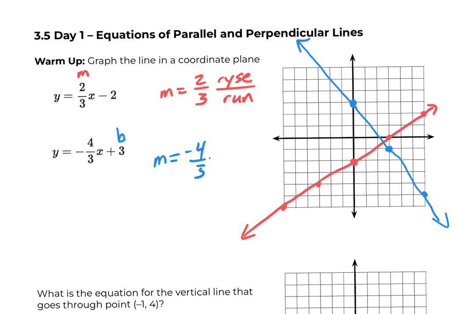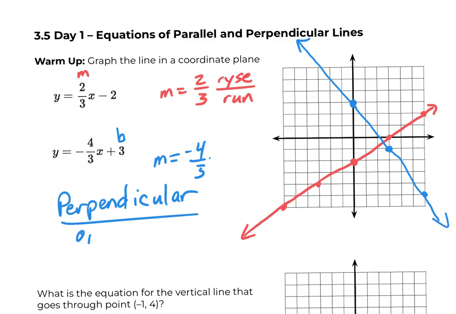So here's what I'm going to tell you, and I'm just going to go ahead and talk about this right now while we're here. In order for these two to be perpendicular, the two slopes must be opposite reciprocals.